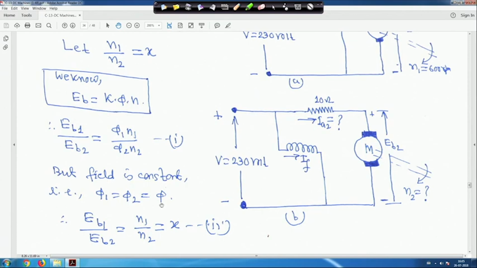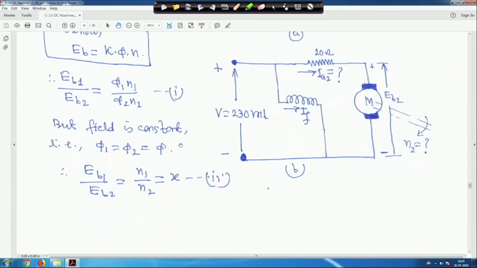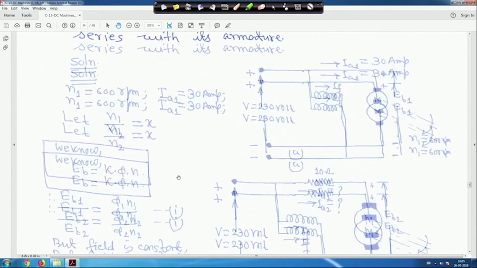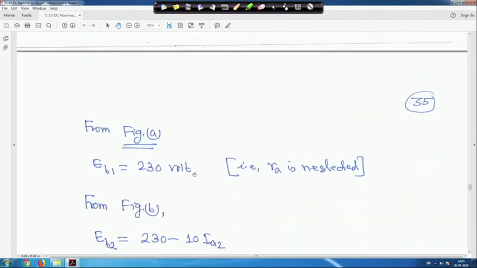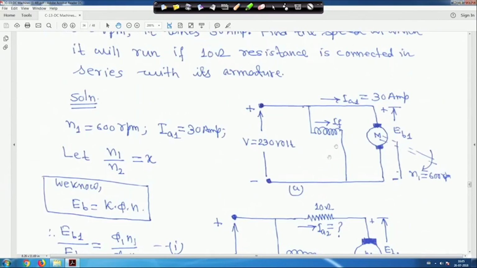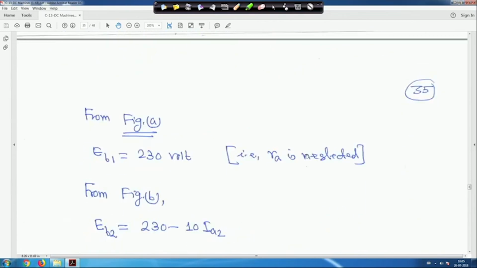But the field is constant. So in that case phi1 is equal to phi2 is equal to phi, and EB1 upon EB2 will be phi1 N1 upon phi2 N2. This small formula should be on your fingertips all the time. Therefore, EB1 upon EB2 is equal to N1 upon N2 is equal to x, because we have assumed N1 by N2 is equal to x. From figure A, EB1 is equal to 230 volt, as RA is neglected. So the back EMF EB1 will be 230 volt.